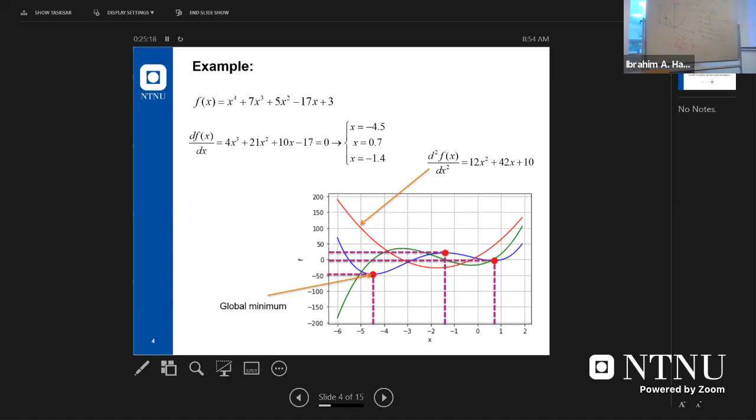So now we have 2 points at which the function is minimum. We need to know which one is the global minimum and which one is a local minimum. So it's according to the value of the second derivative, right? When it's more positive here, it means this is the global minimum, right?